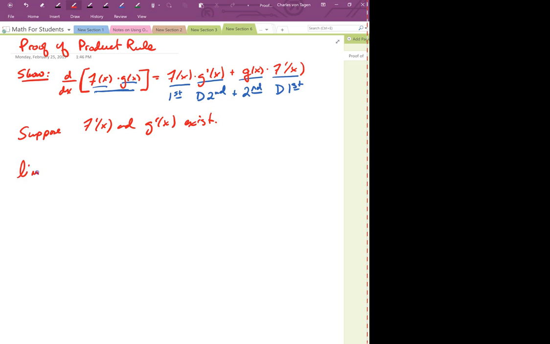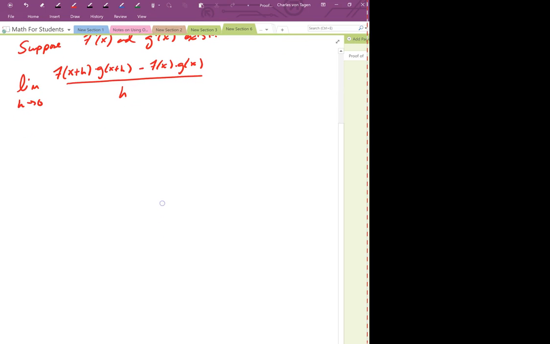Okay. So let's now look at the limit as h approaches 0 of their product, which would be f of x plus h times g of x plus h minus f of x times g of x all over h. So what am I doing? I'm using the limit definition of the derivative, but I'm tailoring it here for the product function. So this is equal to the limit as h approaches 0 of f of x plus h times g of x plus h.